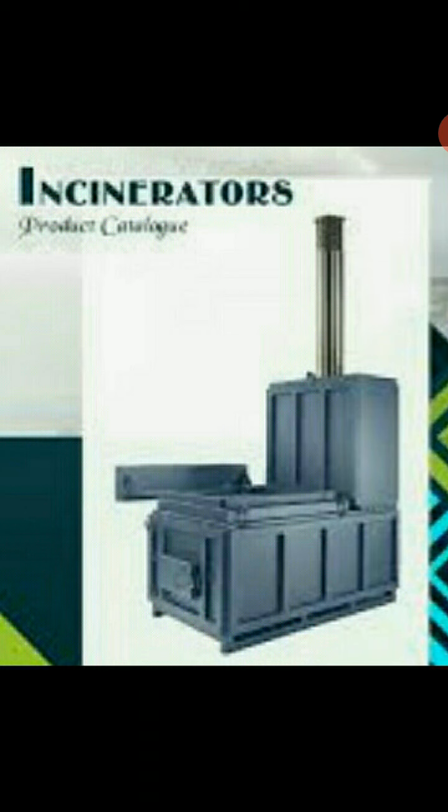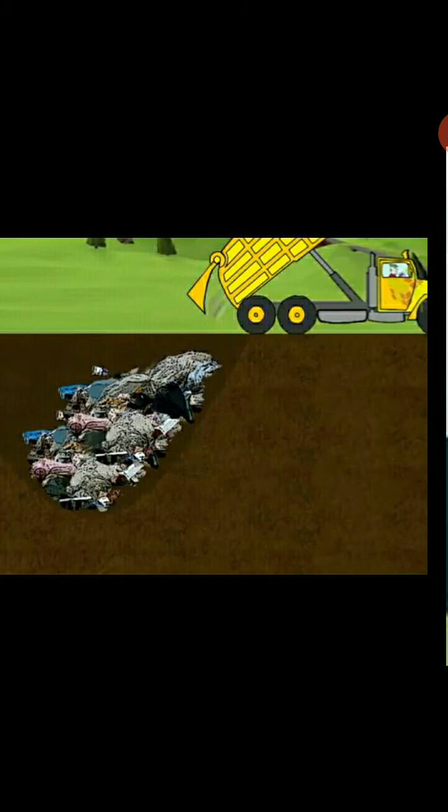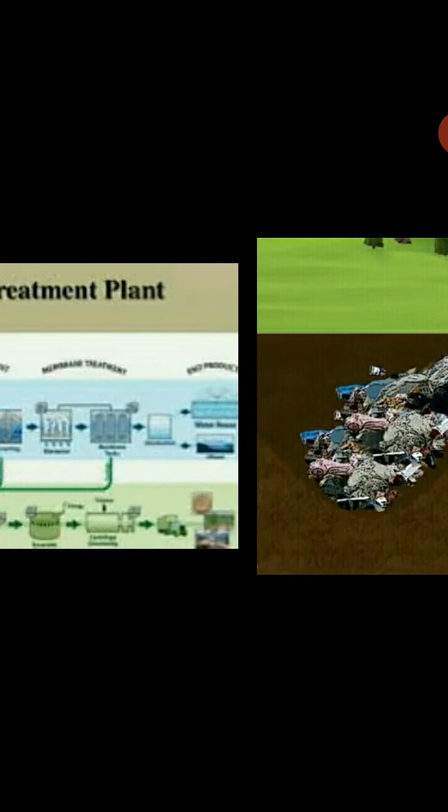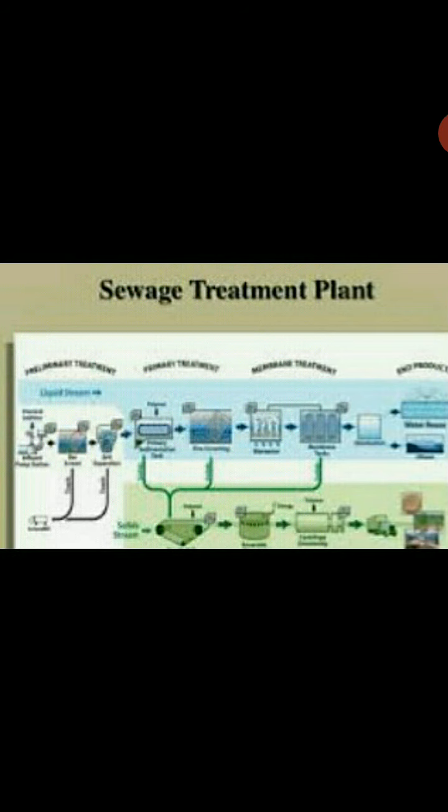Next, incineration. Here, a substance is burned at a high temperature to form ash. Next, landfills. A landfill is a site where solid wastes are dumped in low-lying areas of ground and covered with soil. Next, a sewage treatment plant, where dirty drain water is treated to convert it into clean water, which is then discharged into the river.